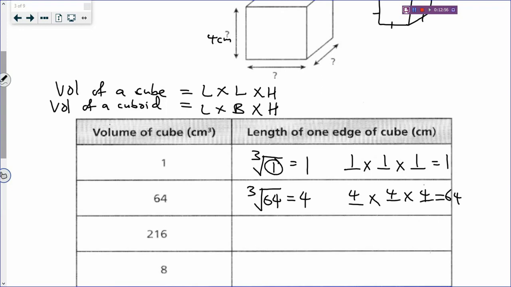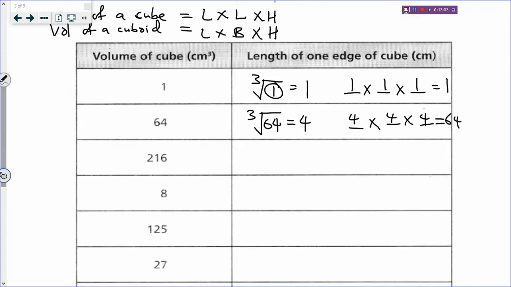Alright, you have to think of a number. If the number doesn't work, then go to the next number. How about 216? What's the cubic root, or what is one side of the cube if the volume is 216 cm cube? Again, take your calculator, key in the button, and you will get 6 cm. So one side of the cube is 6 cm.